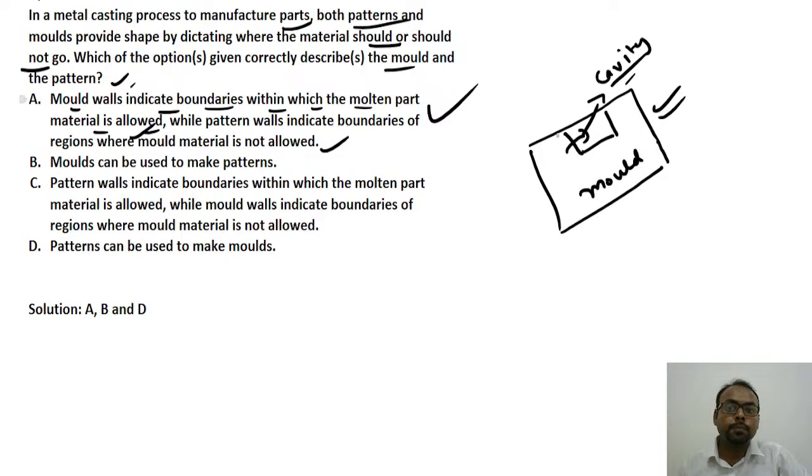In the first part, this option is saying that mold walls indicate boundaries within which molten material is allowed. So yes, molten metal is allowed in this cavity, so that is right. And pattern walls indicate boundaries of the region where mold material is not allowed, so inside this cavity mold material is not allowed. If the mold material comes inside this cavity, what will happen? We will not be able to get the required product. So that's why option A is right.